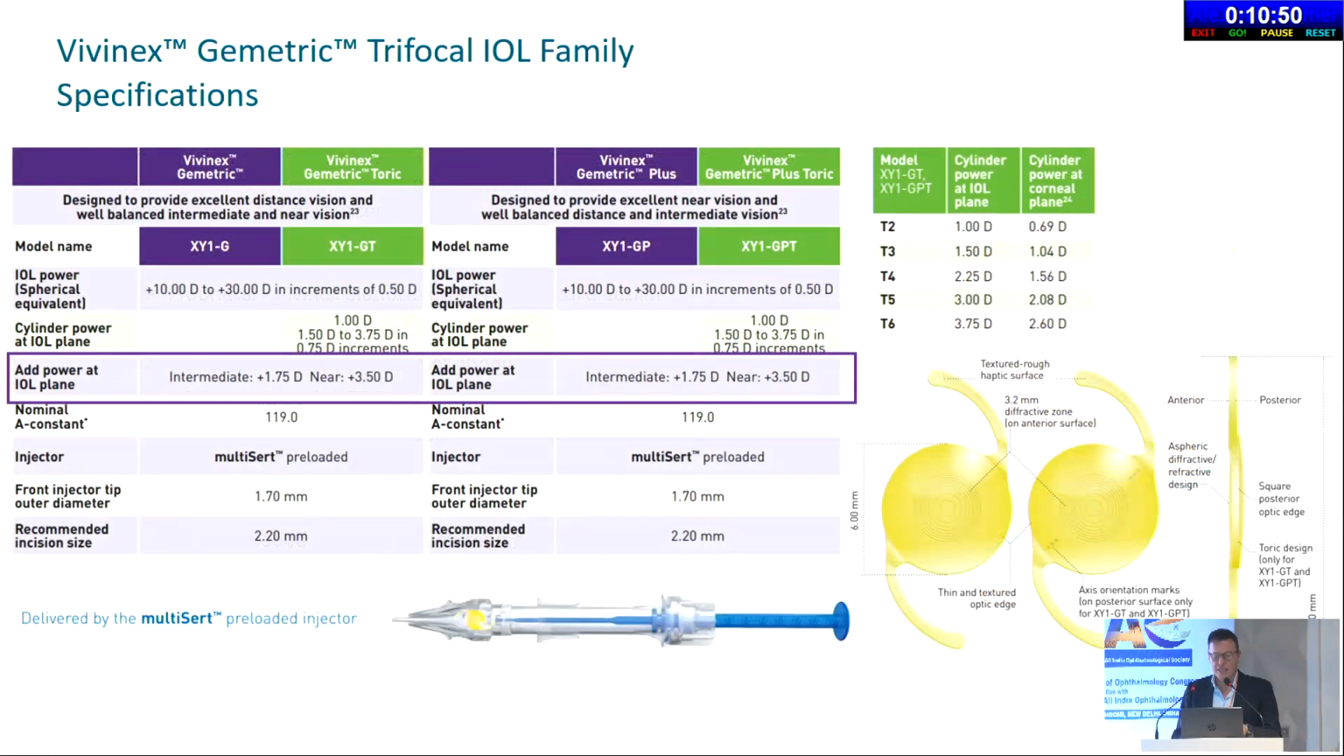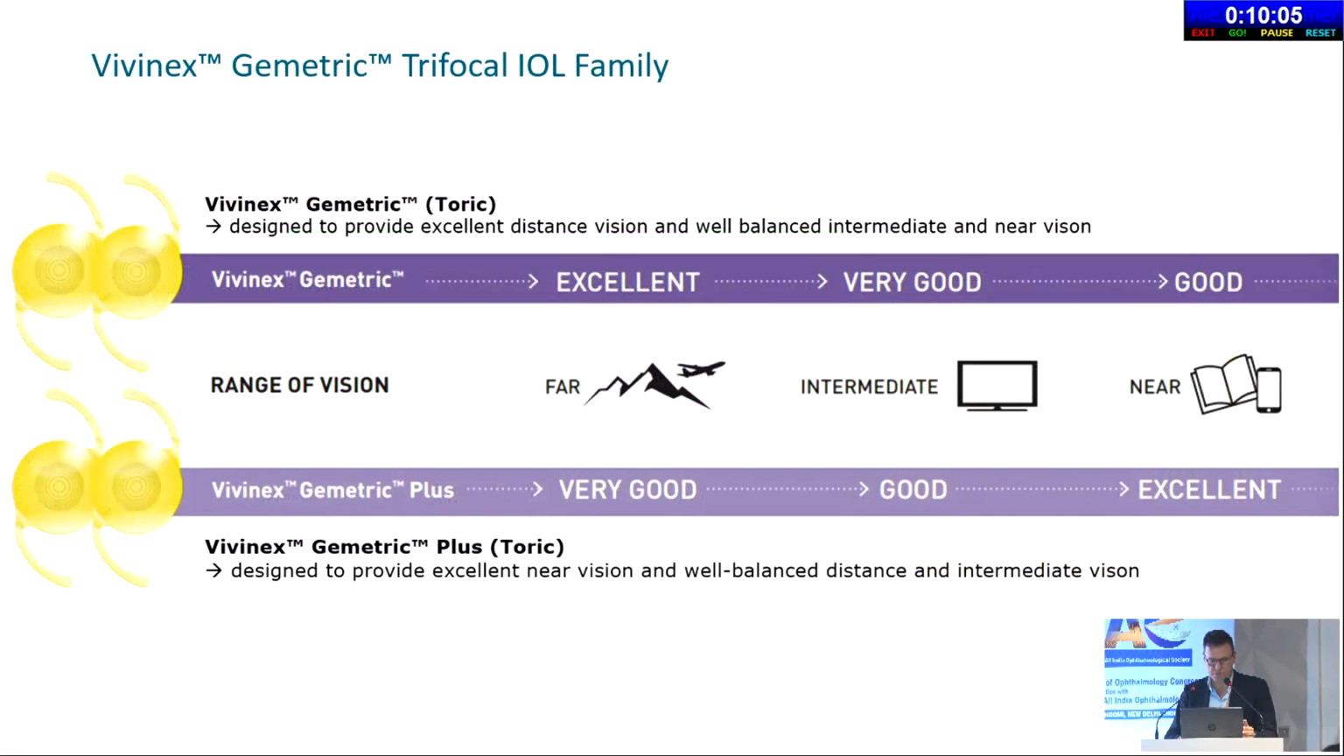It is fully preloaded, it's hydrophobic and glistening free, and because it's hydrophobic, of course, there are lower rates of PCO. What is unique about this platform is that there are two lenses, almost equal, but there are some differences between them. You have the geometric, which is available in +10 to +30 diopters in 0.5 diopter increments. This is the same for the geometric plus. It has the same add power for intermediate and near on both platforms, +1.75 and +3.5. The A constant is 119, and it is always delivered in the preloaded multi-cert injector, and the recommended incision size is 2.2 millimeters.